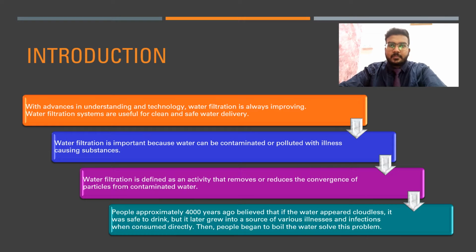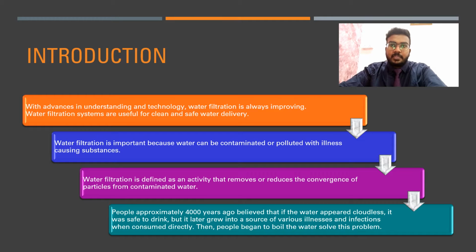Firstly, introduction. Water filtration has advanced with knowledge and technology as time goes on. To deliver clean and safe water, it is advisable to use water filtration systems. Water filtration can be stated as an operation towards eliminating or decreasing the concentration of particles including airborne particles, viruses, microscopic organisms, parasites and other undesirable substances and natural toxins from tainted water. Water filtration is important because water can be contaminated or polluted with illness-causing substances. Water filtration is a fundamental piece of the water treatment cycle to make the water consumable.